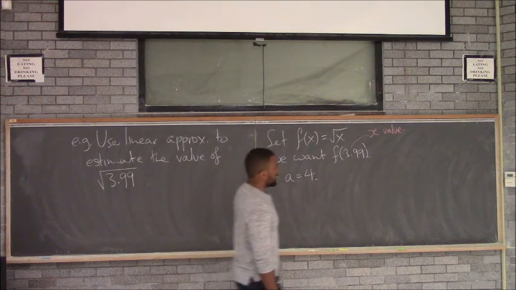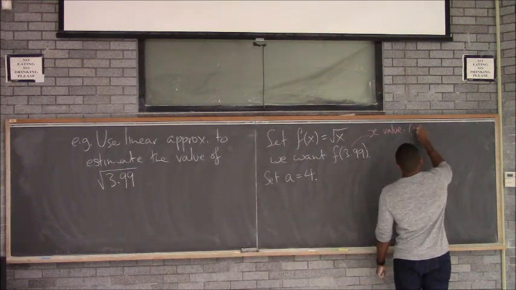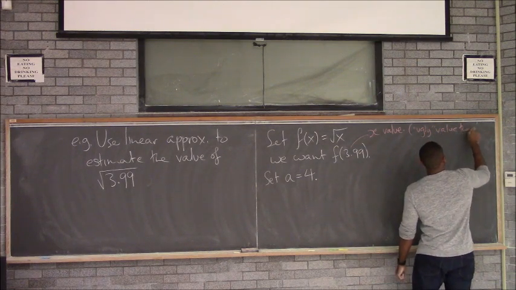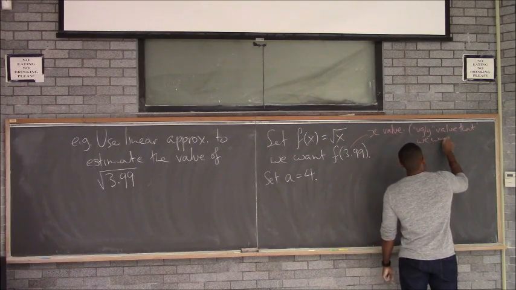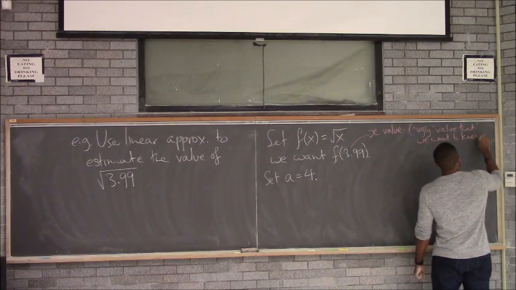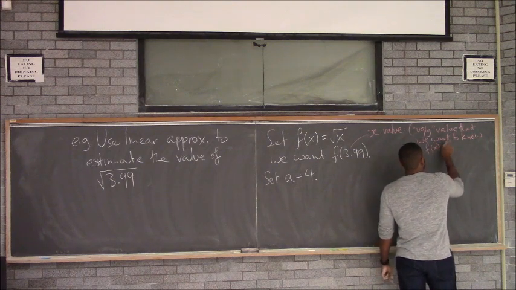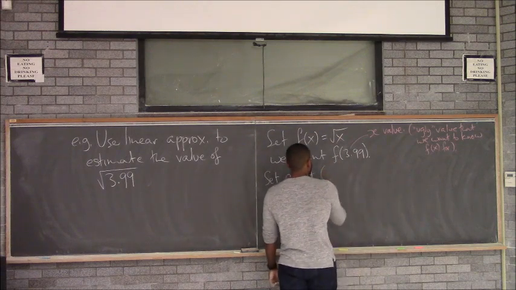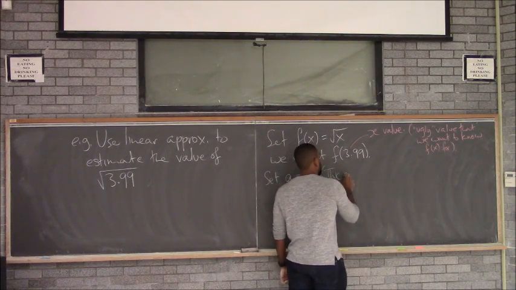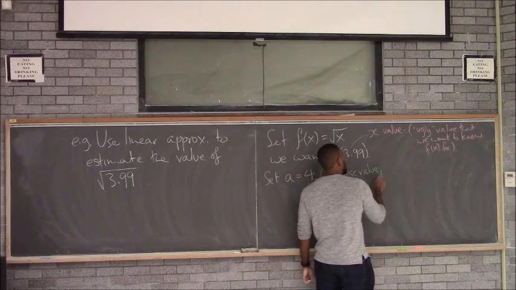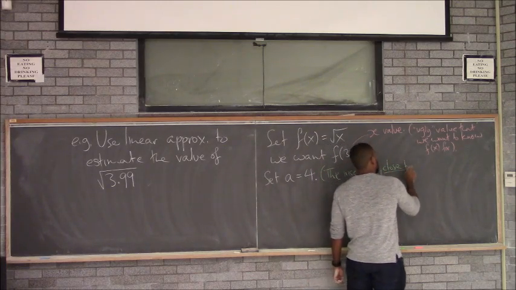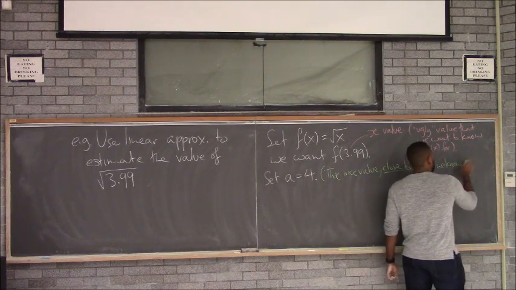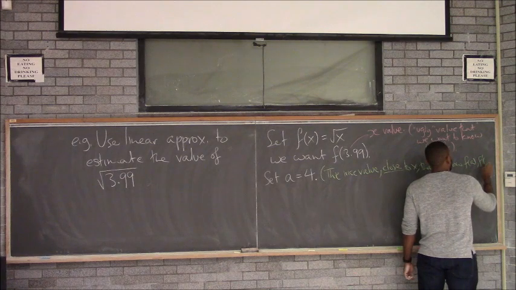Okay. So here, this is going to be the x value. This is the ugly value that we want to know f of x for. So that's how you want to think of your x in this situation. And the a, this is the nice value, close to x, that we already know f of a and f prime of a for.